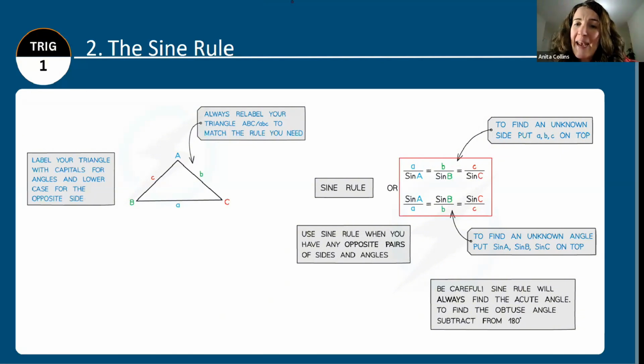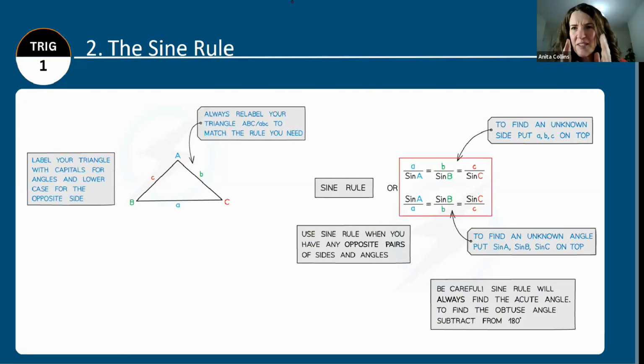If you were looking for a length, it's easier to use this top version here because the lengths are all the numerators. They're all on top of the fraction. And so generally, it's going to be easier to isolate them. If you're looking for an angle, you should use the second version because here you'll notice that the angles, the uppercase letters, are on top. And again, when our unknown is on the top of the fraction, on the numerator, it's easier for us to find it rather than when it's on the bottom, where we've got to dig it out of there.